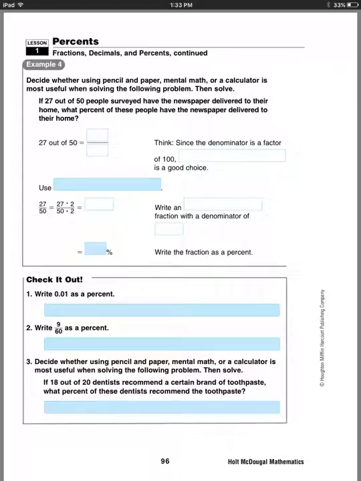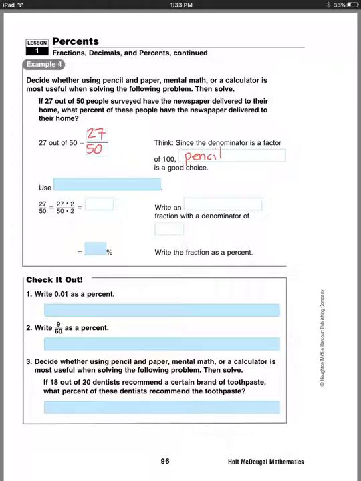Decide whether using pencil and paper, mental math, or a calculator is most useful when solving the following problem. Then solve. 27 out of 50 people surveyed have the newspaper delivered to their home. What percent of these people have the newspaper delivered to their home? 27 out of 50. Because the 27 comes first, it's 27 out of 50. Since the denominator is a factor of 100, meaning you could multiply the denominator to get to 100, pencil and paper is going to be a good choice.